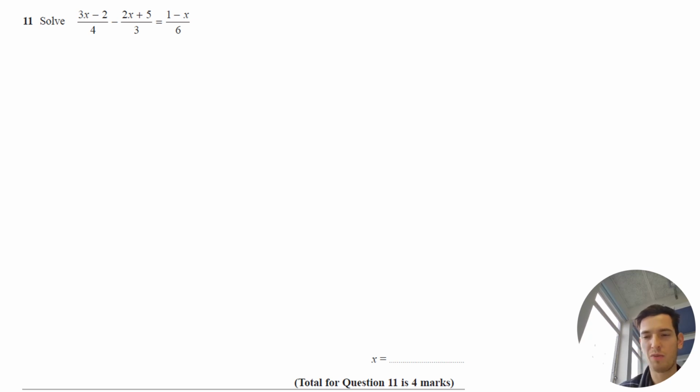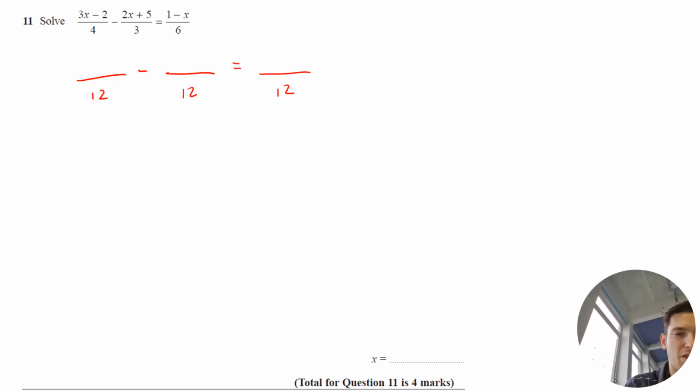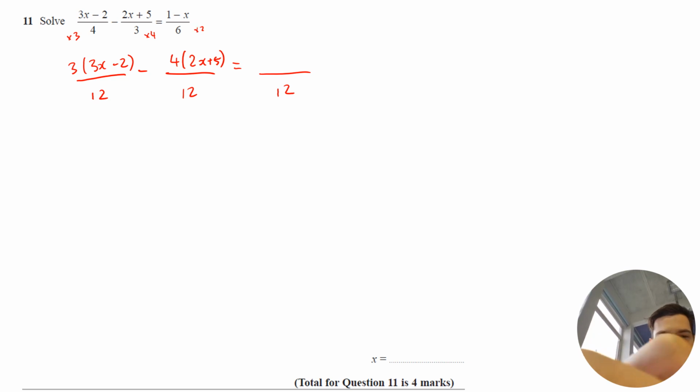Right, I've got algebraic fraction 1 to do. So when I do this, I know that my denominators need to be the same. So what do 4, 3, and 6 all go into? They go into 12. So I'm going to write all my denominators as over 12. How do I get from 4 to 12? I'm going to times by 3. So 3, open brackets, 3x minus 2. How do I get from 3 to 12? Times by 4. So 4 brackets 2x plus 5. And how do I get from 6 to 12? Times by 2. So 2 open brackets 1 minus x.